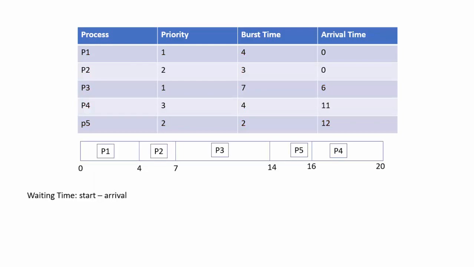Waiting time is simple, start time minus arrival time. So for P1 the start time is 0, the arrival time is 0. For P2 the start time is 4, arrival time is 0. For P3 the start time is 7, arrival time was 6, so waiting time is 1. Similarly for P4 and P5.